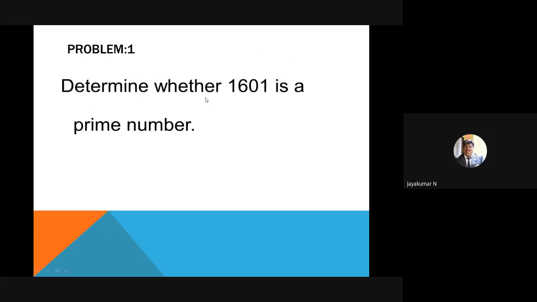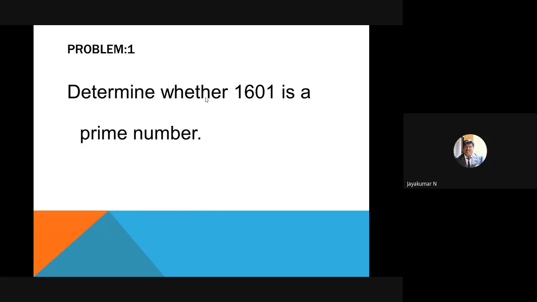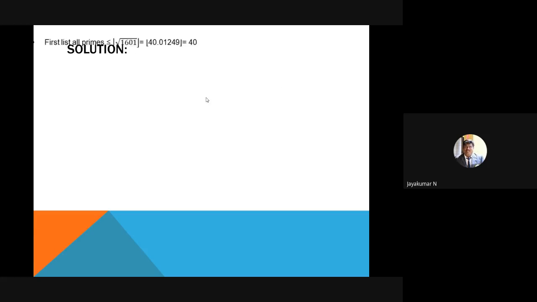Okay, we'll see one problem. Determine whether 1601 is a prime number or not. Solution. First, list all the primes which are less than or equal to floor of root of 1601. So root of 1601 is nothing but 40 point something. So floor of 40 point something is 40. So now I have to list all the primes less than or equal to 40.